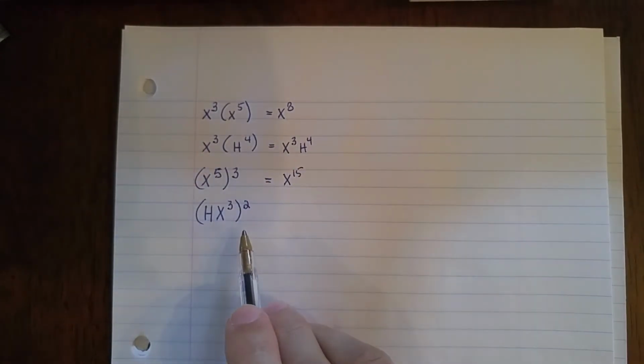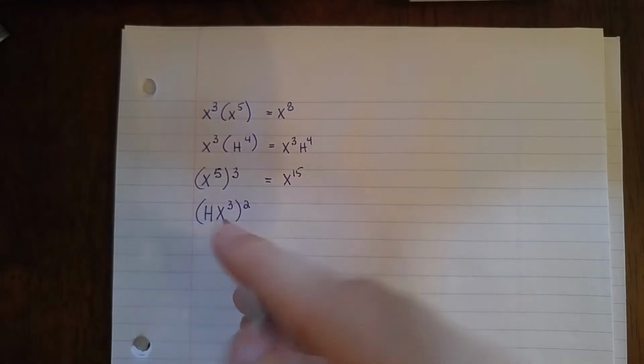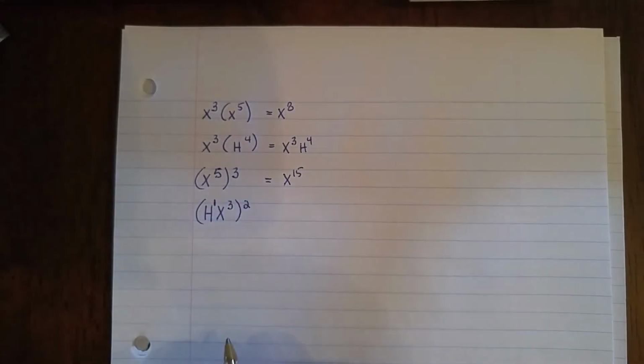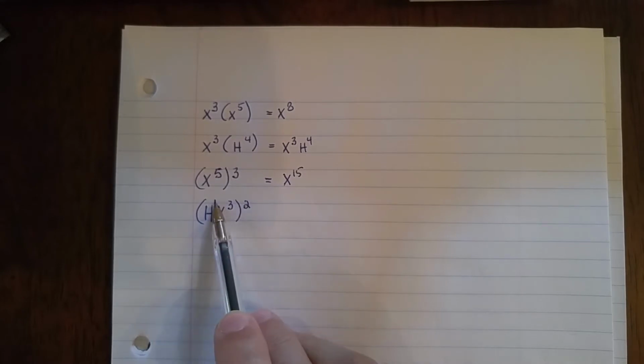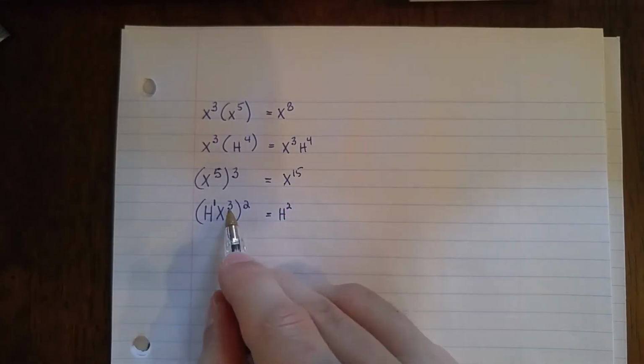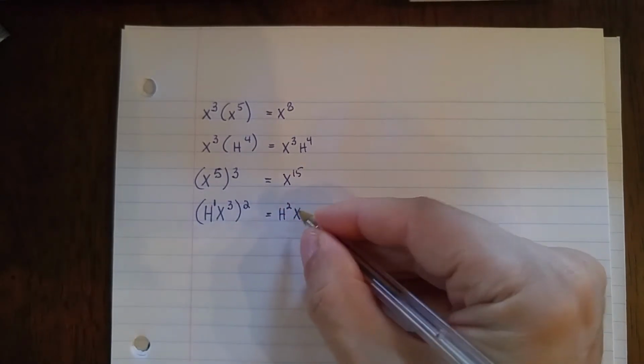And in this situation right here, if there is no exponent on one of your variables, you can always put a 1 there. And what I'm going to do is treat this like distributive property. I'm going to multiply this by each of the exponents inside here. So 2 times 1 is 2, so I have h to the 2nd power. And 2 times 3 is 6, so I have x to the 6th power.